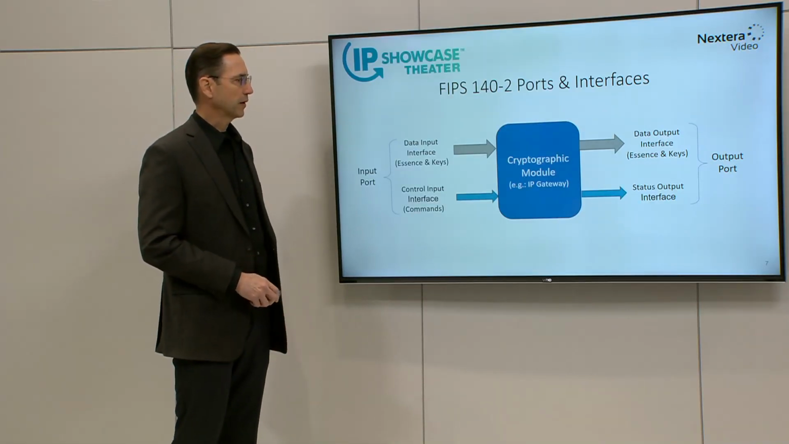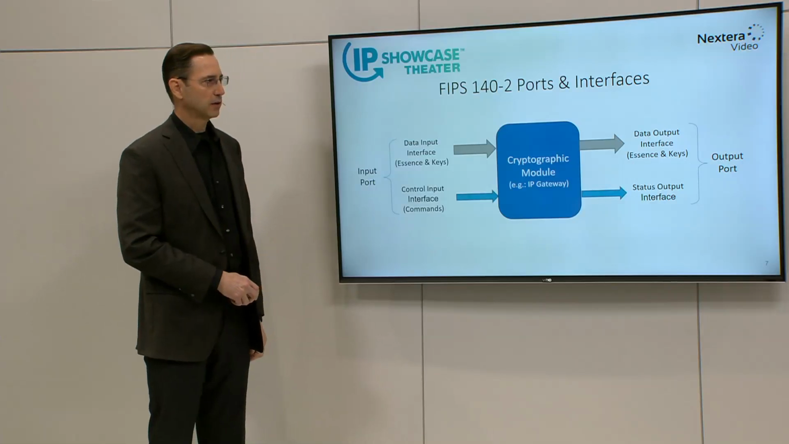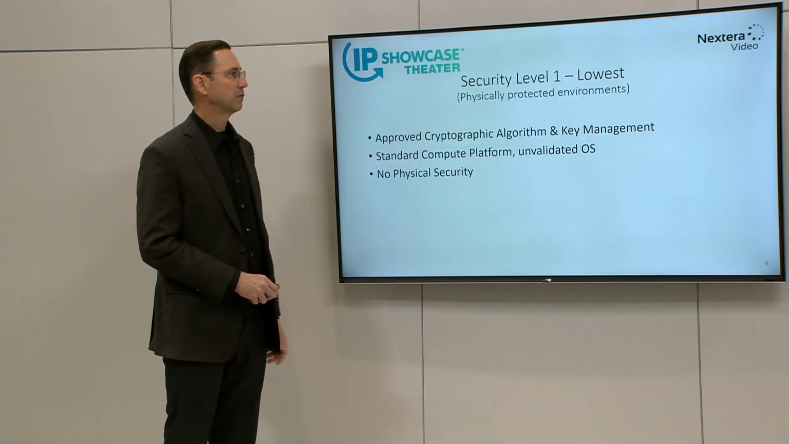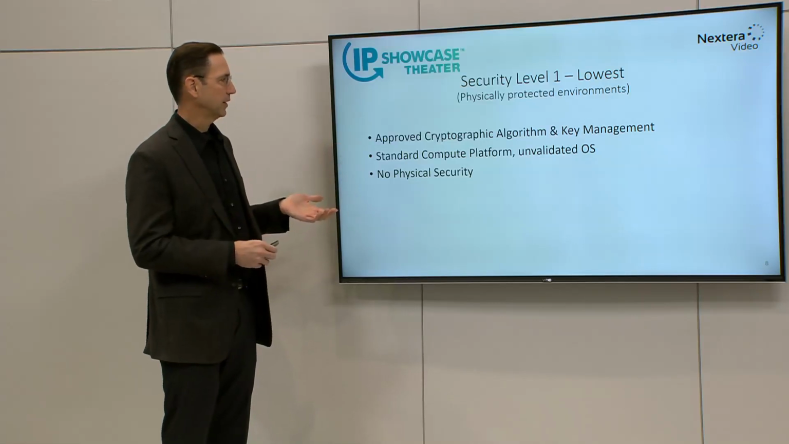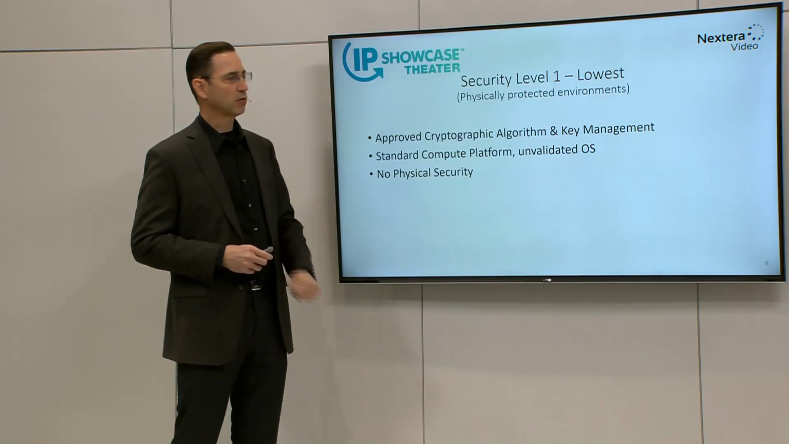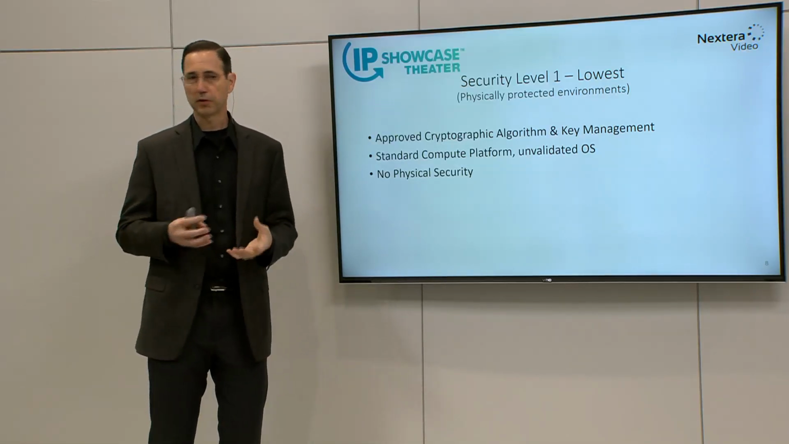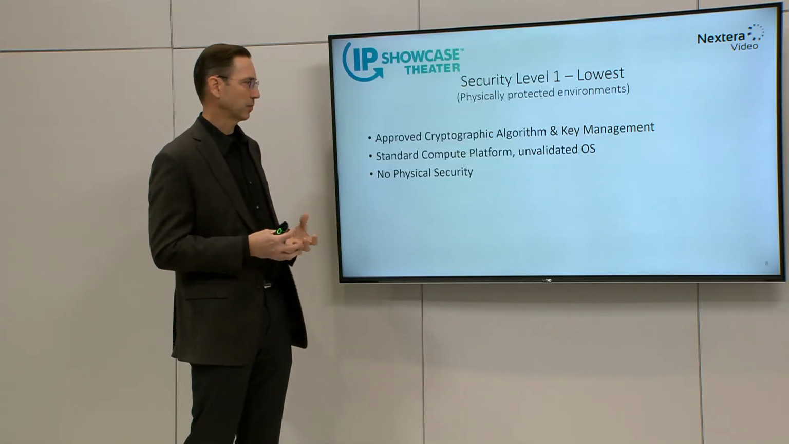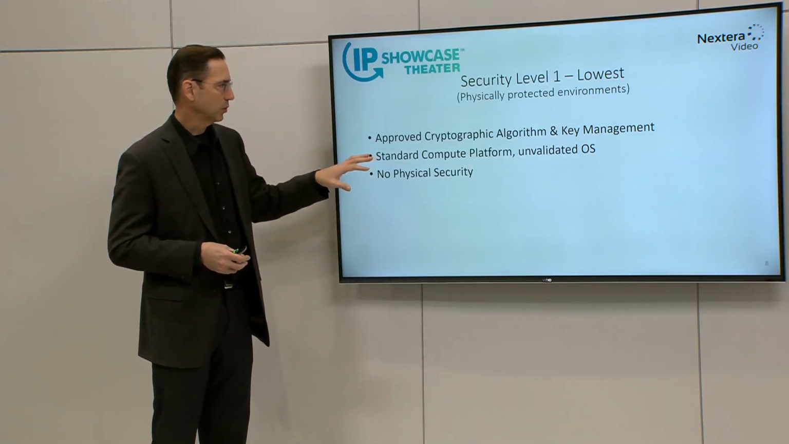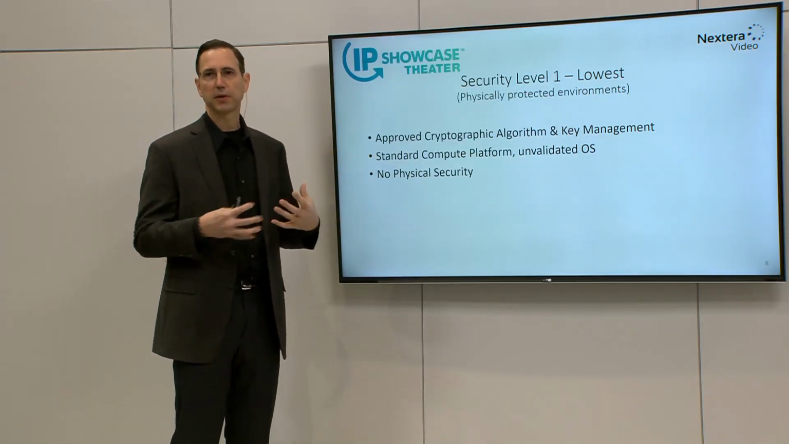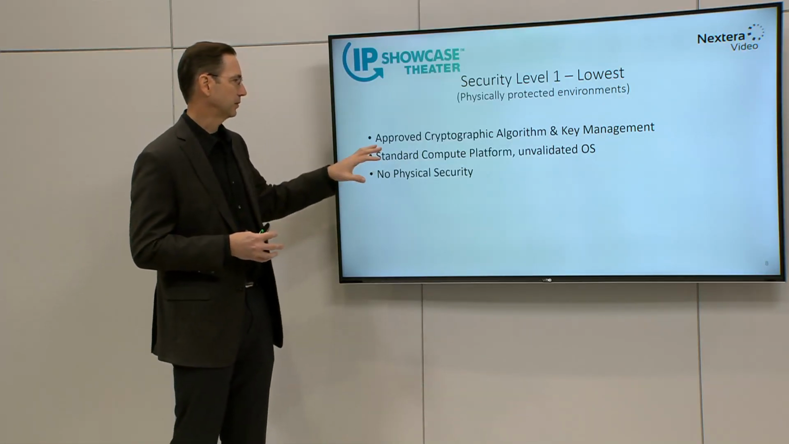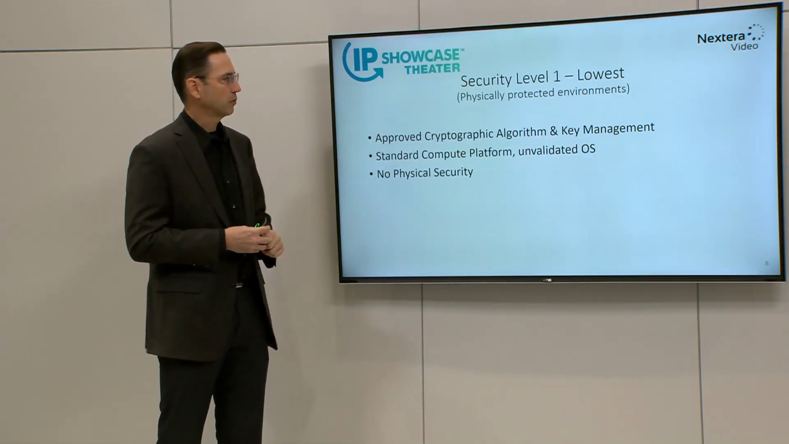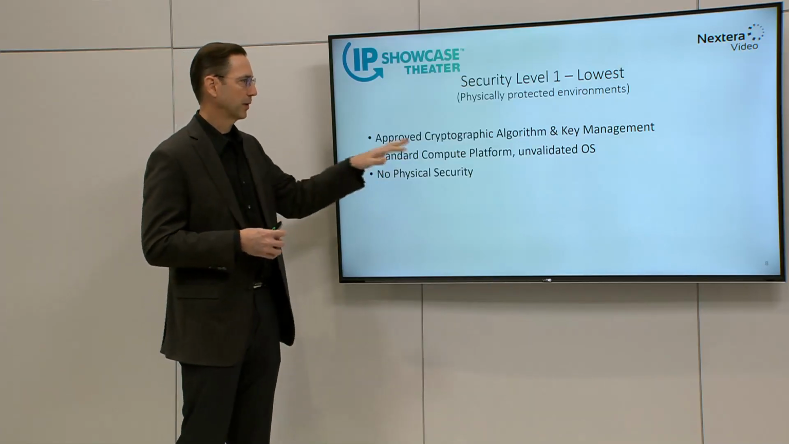The FIPS 140-2 system specifies a number of assurance levels, 1 through 4. I'll go through those in detail. Security level 1 is the lowest. This is for physically protected environments where you're not worried about a third party getting to it. The requirements are pretty simple, so this is something I think everybody could take advantage of in the video over IP space. You just need some kind of approved cryptographic algorithm, and I'll talk about those.